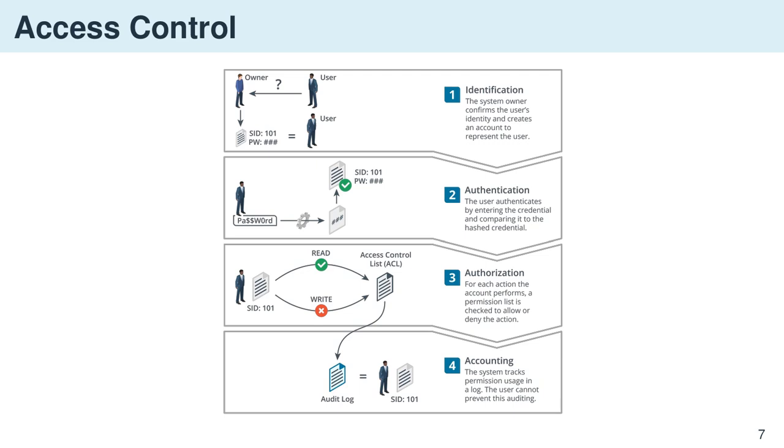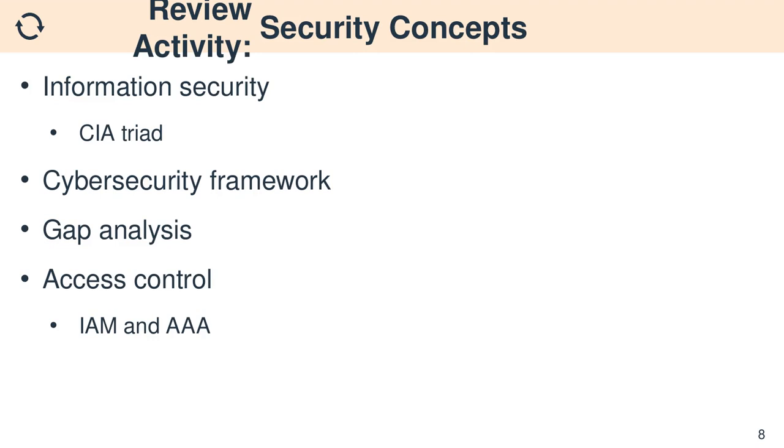Tracking what users do, such as logins, file access, or configuration changes. Effective access control prevents unauthorized access and limits damage from compromised accounts. Let us recap what we talked about. We explored key topics in information security, starting with the fundamental CIA triad: confidentiality, integrity, and availability.